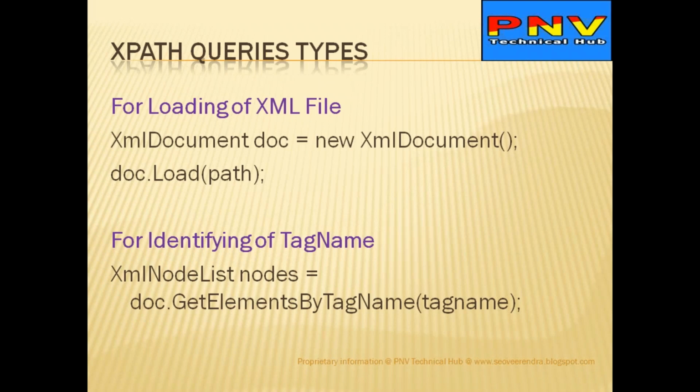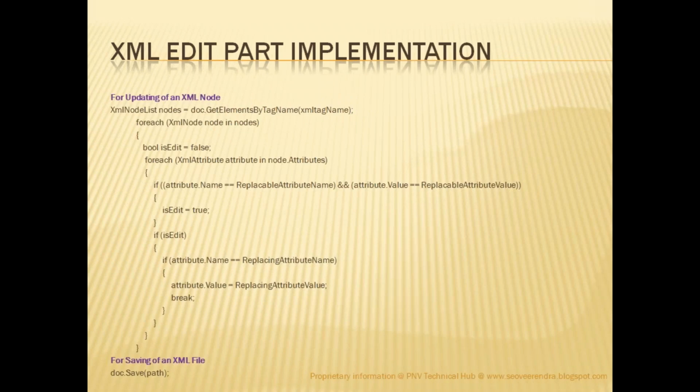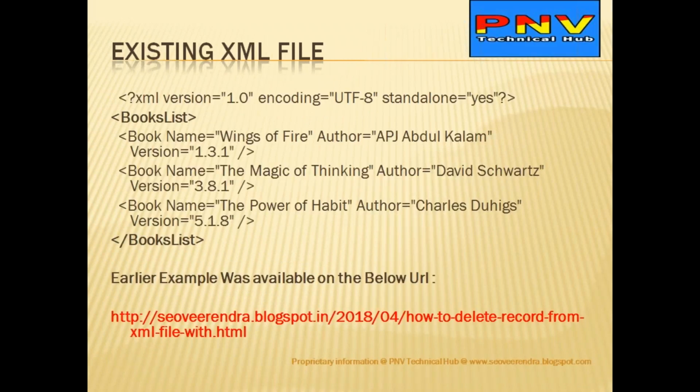For identifying a tag name, we will use XmlNodeList nodes equals doc.GetElementsByTagName, with whatever name you want to identify. Say my XML contains a tag called books info, and I want to work with the books info. This is the process that we have to follow. Now for the edit part, the moment you identify the tag name, you have to iterate a loop because my XML contains multiple elements.